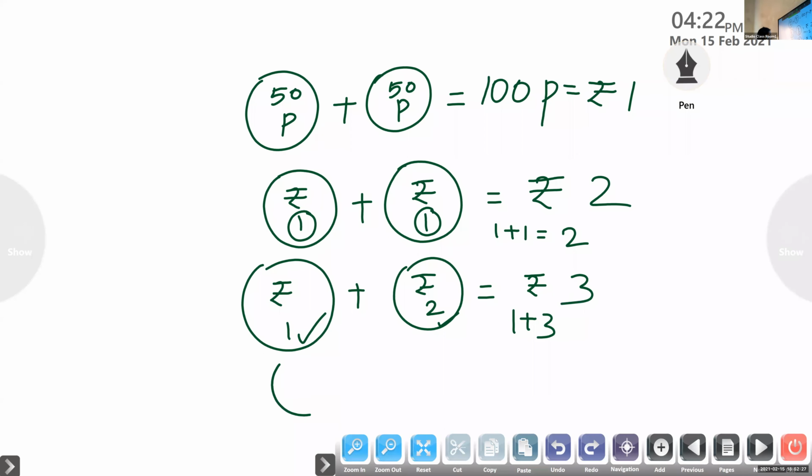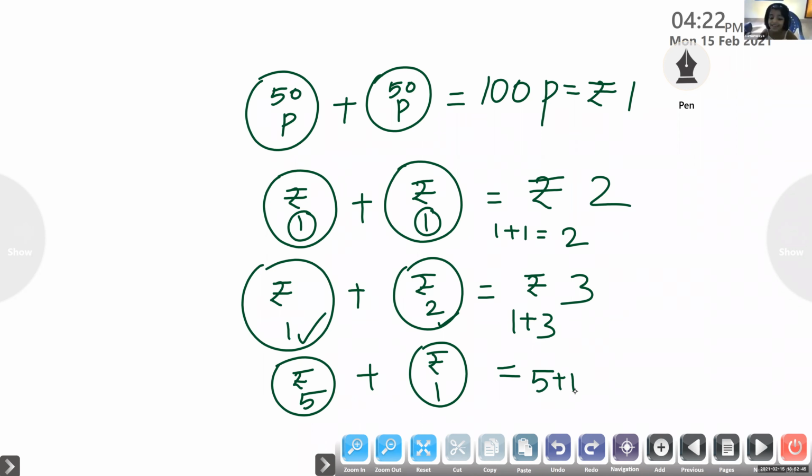Now, another one. I have a coin of rupees 5 and another coin of rupee 1. What is the total in my hand? 6. 5 plus 1 is 6. What is the total amount in my hand? Rupees 6.